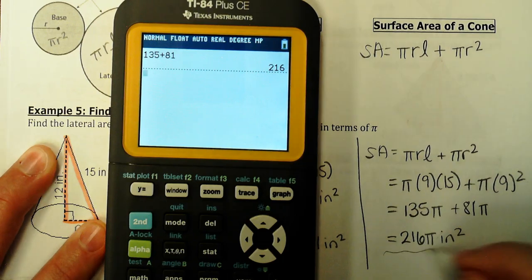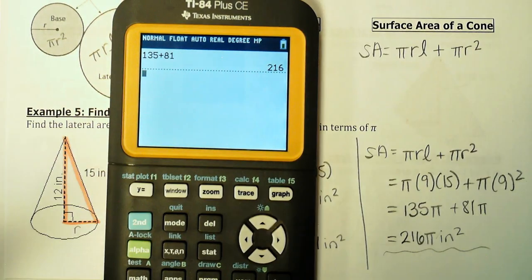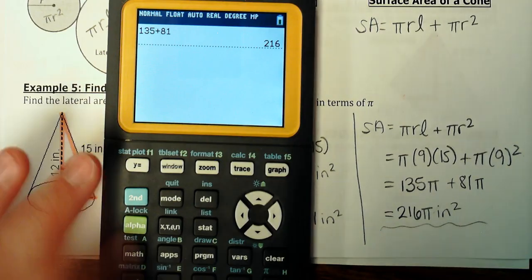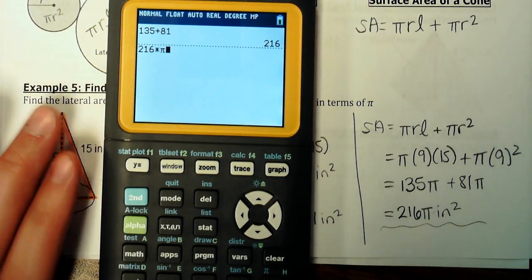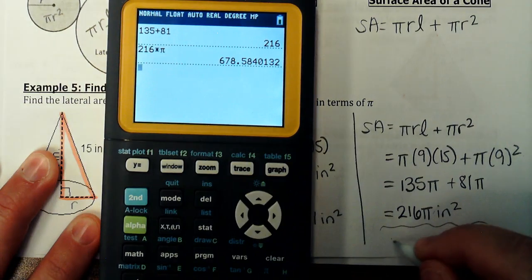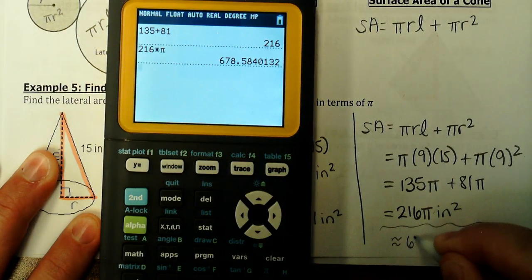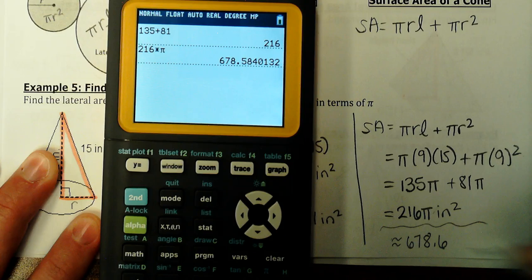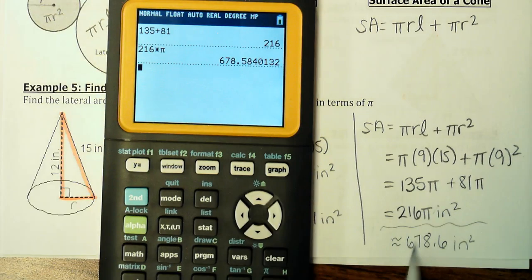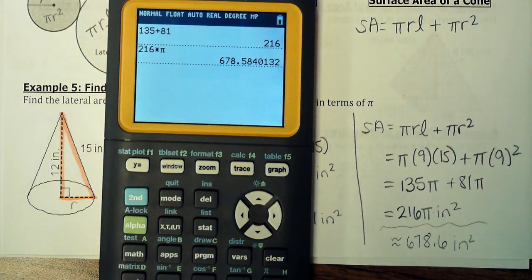And then just in case the question asks you to round to the nearest tenth, all you're going to do is take that 216 times your pi button, and this is about equal to 678.6 inches squared. So in terms of pi means pi is part of your answer. You don't want to actually multiply that out. If it says round to the nearest tenth, you're going to go ahead and include the pi in your calculation.